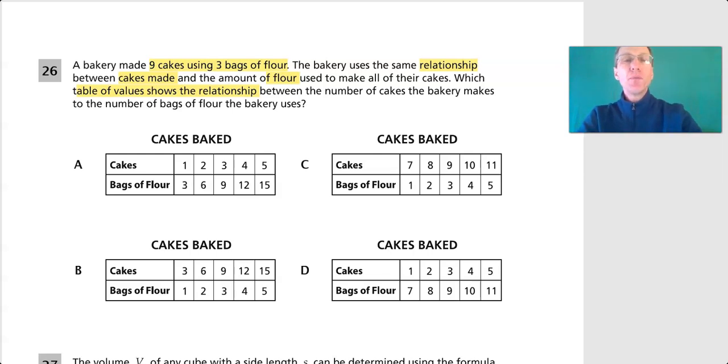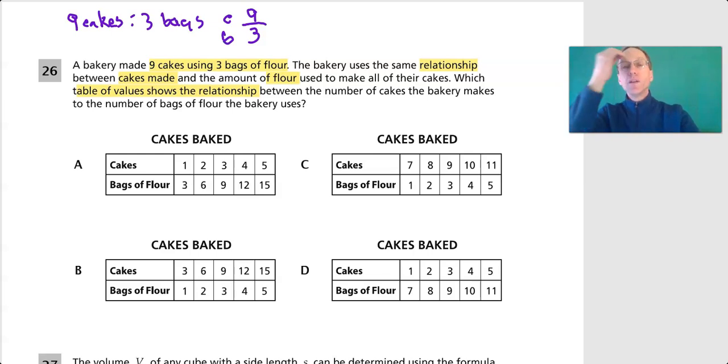First of all, from the problem, I noticed that it's 9 cakes. Or you could say, for every 9 cakes, there are 3 bags of flour. So I'll put 3 bags. Or I can write it like this, 9 cakes to 3 bags. I'm probably going to put a little C over here for cakes and B for bags. So what does that mean? Let's explore that a little bit.